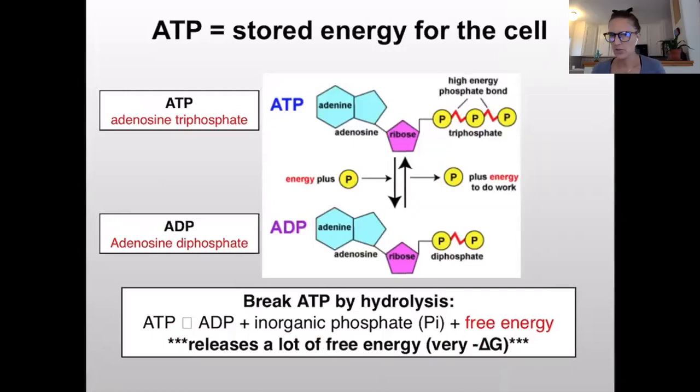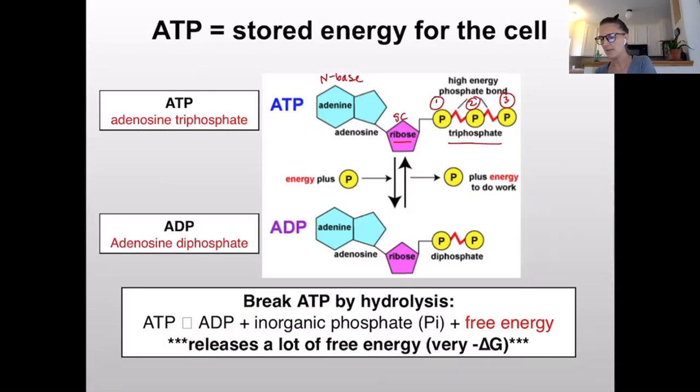So ATP, just to make sure everybody's on the exact same page here. ATP stands for adenosine triphosphate. So it consists of a 5-carbon ribose sugar, a nitrogenous base, which is called adenine in this case, and triphosphate. So we see 1, 2, 3 phosphates. They're connected by what we call high energy phosphate bonds.